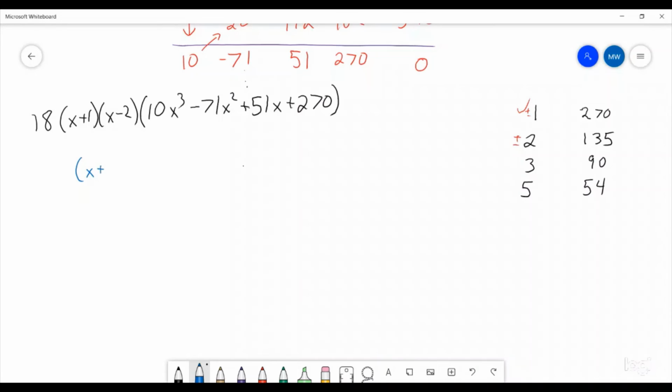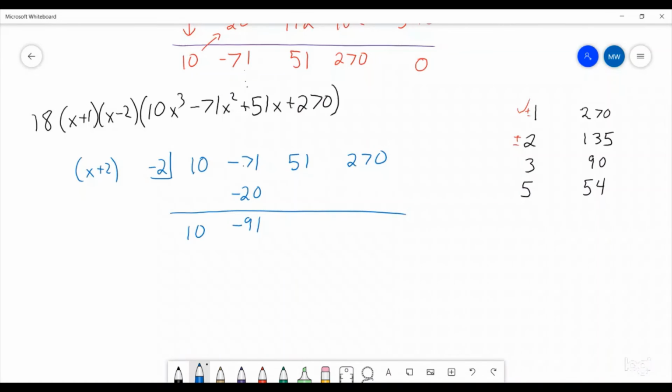So for x plus 2, which is the minus 2 term, we got 10, minus 71, 51, 270. We got 10 times negative 2 is minus 20, so that's minus 91 times negative 2 is 182. That becomes 233 times negative 2, which is definitely not going to work out. So that means negative 2 doesn't work. Now the nice thing is once you eliminate a number, you never have to check it again. However, we might technically need to go back through and check x plus 1 and x minus 2 again, because they might show up more than once. But let's just continue and try some other things first.